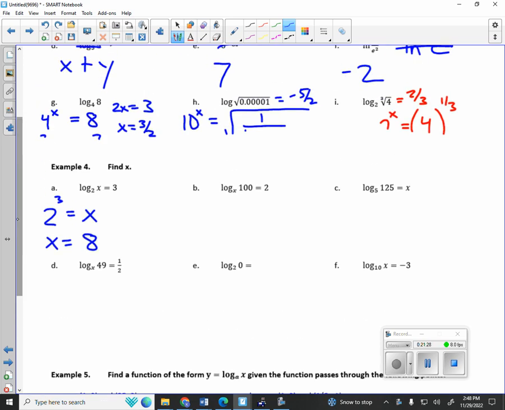Sorry, I erased some of that stuff. So there shouldn't be a 3 right there? No, because it's just 2 to the x. So 2 to the x or 2 to the x. Oh, we're just rewriting this. Yes. Okay. Yep.